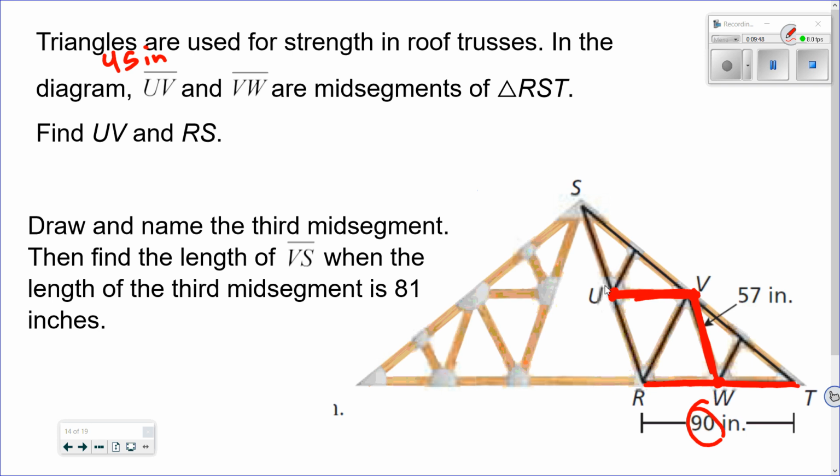Okay, next we want to find VW. Let me outline it in a different color. VW, again, it tells us a mid-segment. It has to be half of the third side. So it has to be half of that side over there.